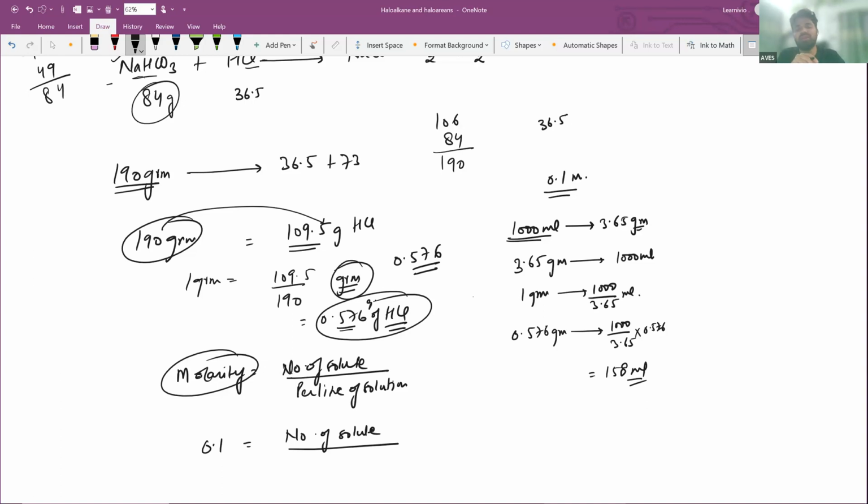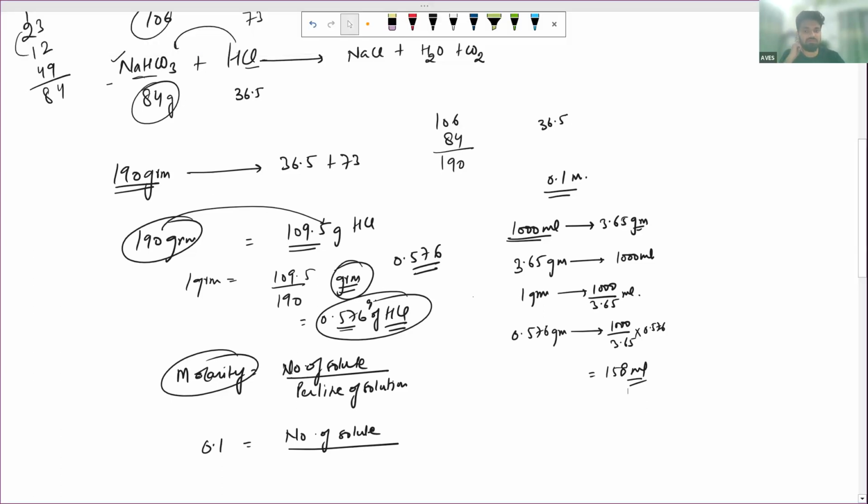Okay. What do you mean by haloalkanes and haloarenes? Let me talk about this one. This is very important. So can I copy this first? That one you have not copied. Okay. I just did the calculations. So do this one if you are going to copy.